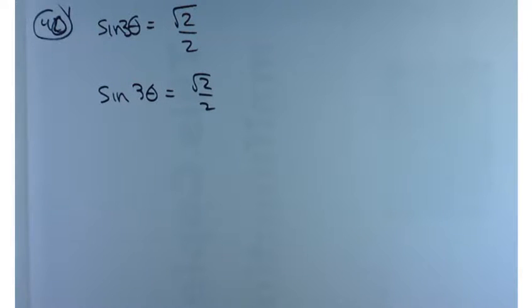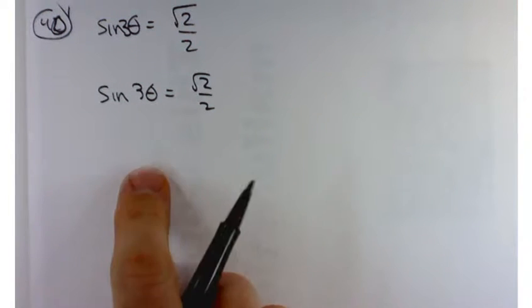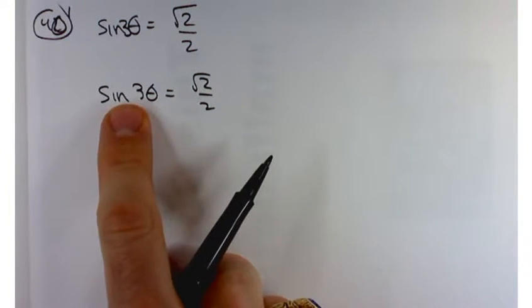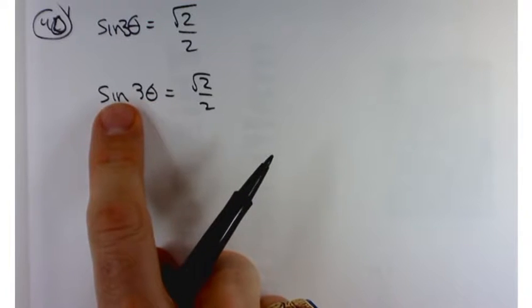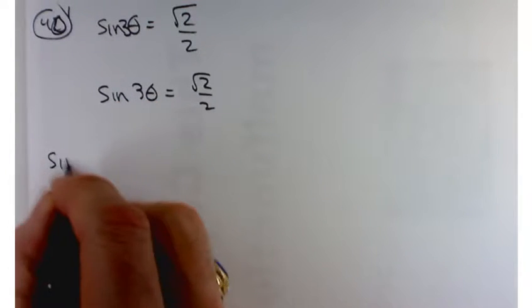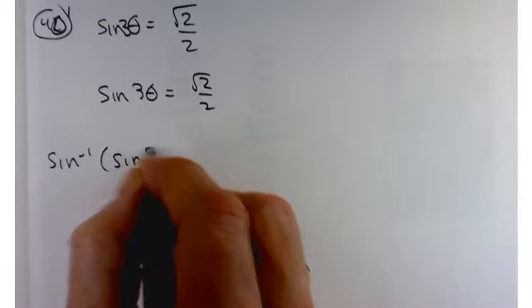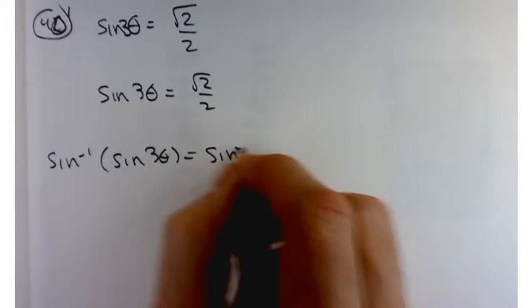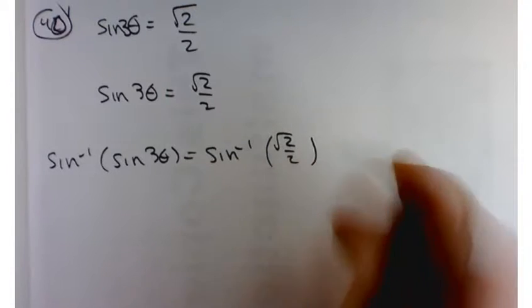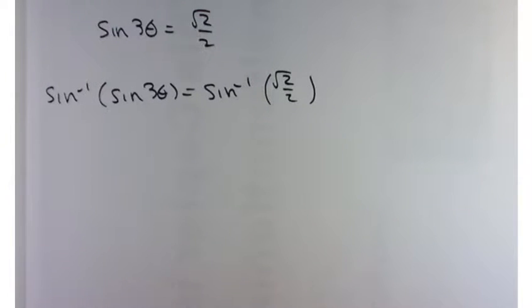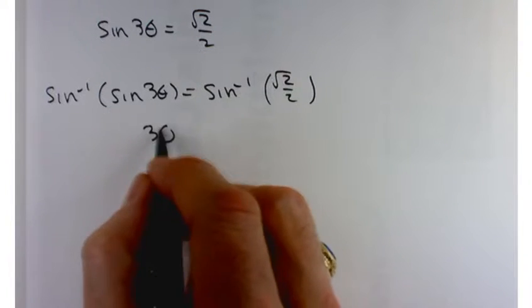We're going to start out similar to what we've done with these previous ones, and that is we've got to undo or get rid of the sine that surrounds the 3 theta. So I'll take the inverse sine of both sides, square root of 2 over 2. I think the numbers on this one will be a little bit friendlier. What happens on the left-hand side? They cancel, right? So I get 3 theta.